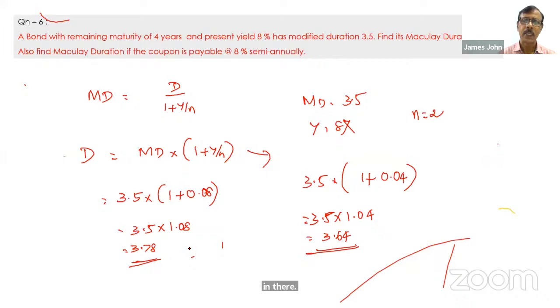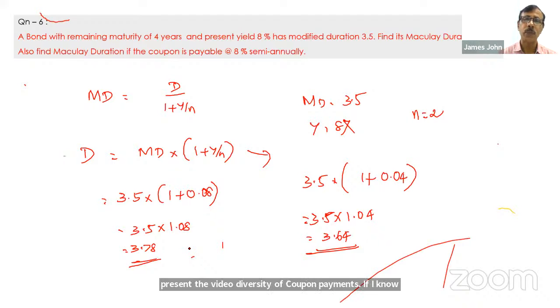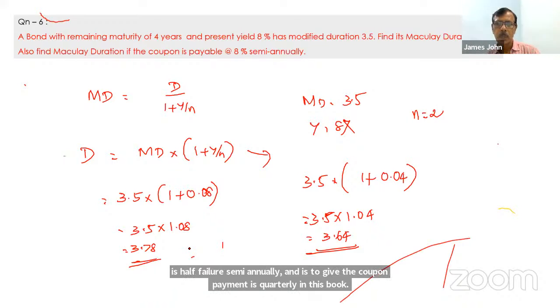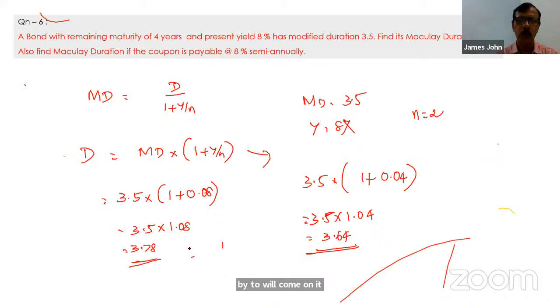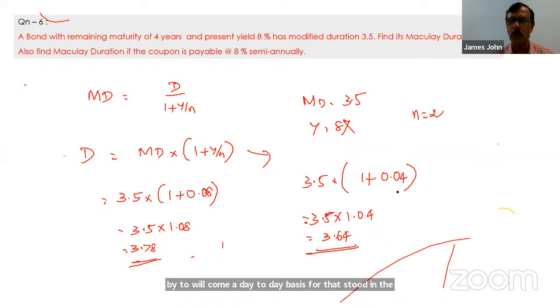N represents the periodicity of coupon payment. If the coupon is annual, n is 1. If the coupon payment is half yearly or semi-annual, n is 2. If the coupon payment is quarterly, n is 4. Here 8 by 2 is 4, and that's what in the second part I have put: 3.5 into 1.04. Isn't it?